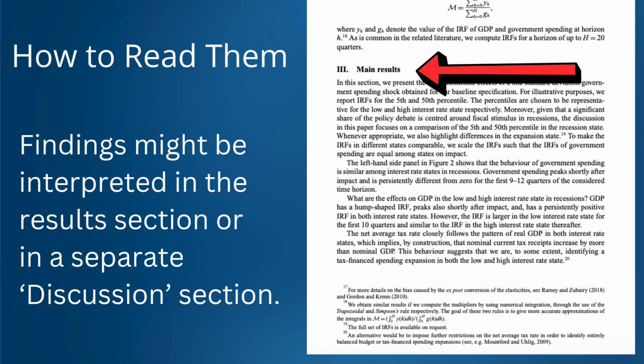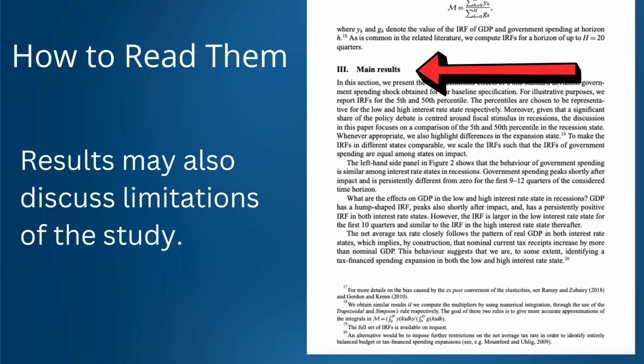Sometimes the authors may interpret their findings right in the results section, like they did in this article. Other times you might see a separate discussion section. Regardless, pay attention to places where they explain what the results mean or connect them back to their research question. You may also see limitations mentioned, like what the study couldn't answer or where more research is needed. These are important to note when thinking about how the article might relate to your own work.